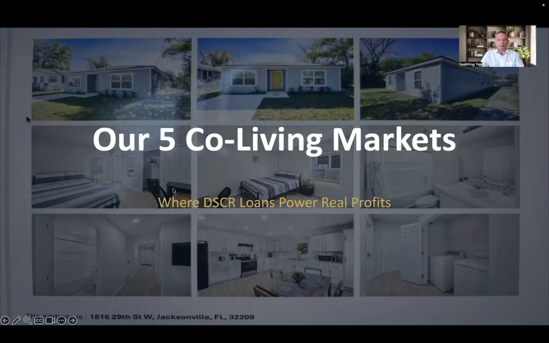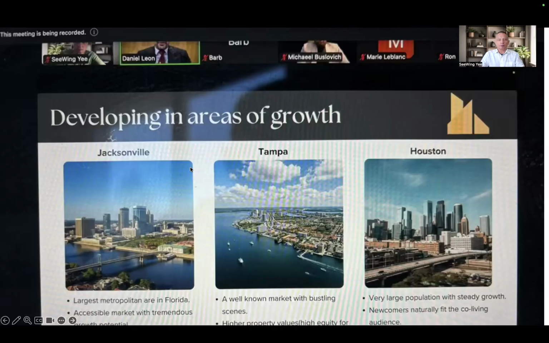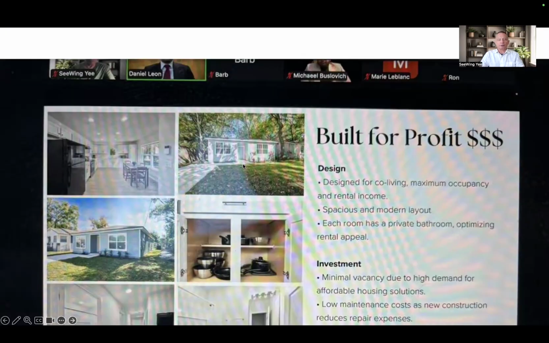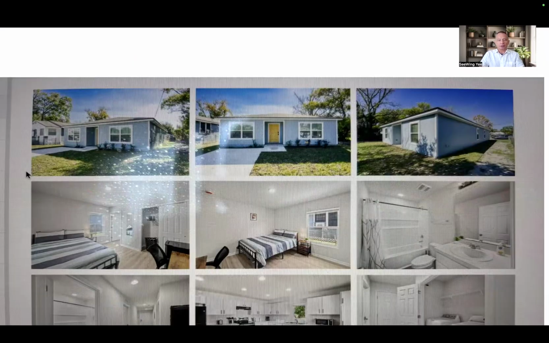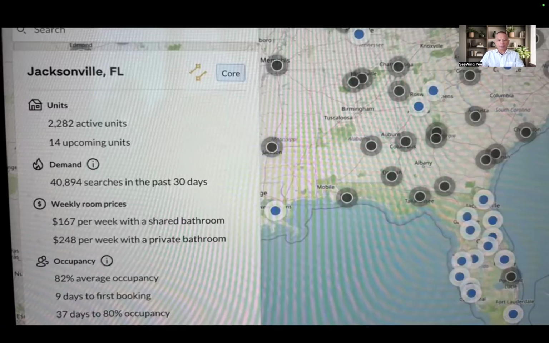All right, so with that in mind, I will quickly go over our 5 co-living new construction properties we have across the country: Jacksonville, Tampa, Houston, and also Orlando and Ocala, Central Florida. And we're expanding into many different amazing Sunbelt markets where you can cash flow 100% turnkey.